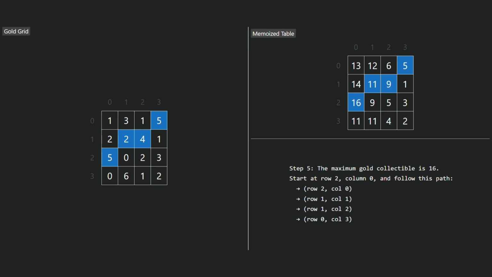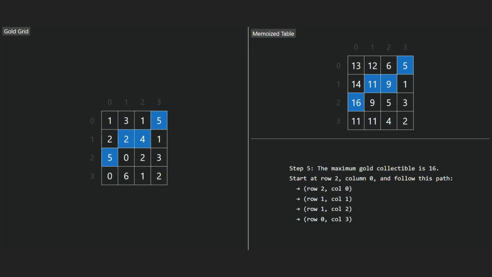Next, from 1, 1, we look at column 2. Memoized table at 2 cross 1 equals 9 was the best among right up, right down. So we move up to 1, 2, and add 4. Finally, from 1, 2, we move right to 0, 3, and add 5.